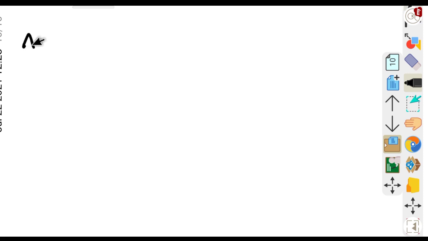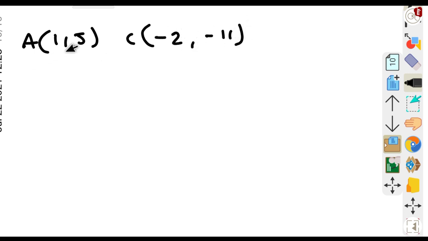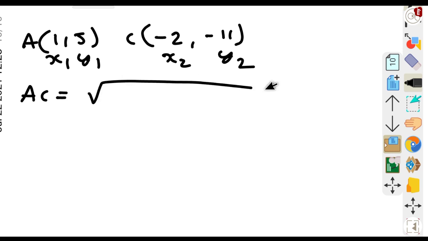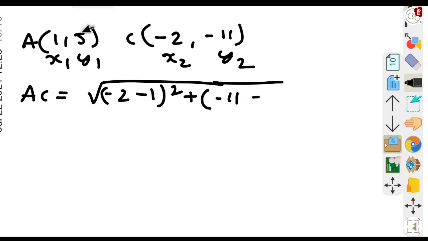First find the answer, the distance between AC. So I'll take the coordinates of AC. A coordinates are A of 1 comma 5, C coordinates are minus 2 comma minus 11. So therefore as usual call x1 y1 x2 y2. So AC equals under root of, now here x2 is minus 2 minus 1 whole square, x2 minus x1 whole square plus, now y2 is minus 11 minus y1 is 5, so therefore minus 5 whole square.